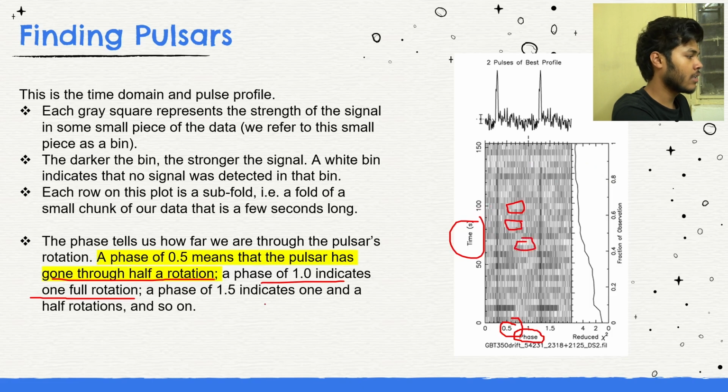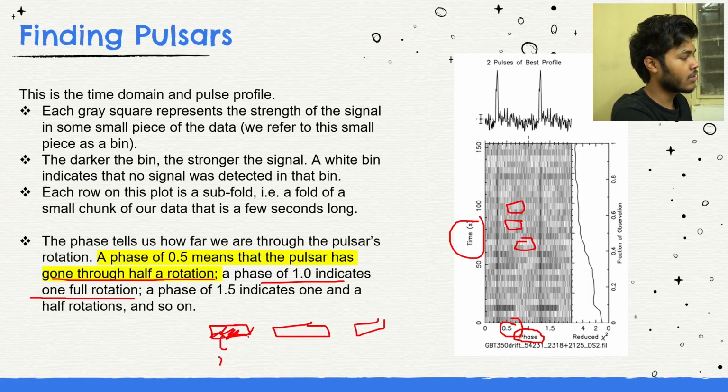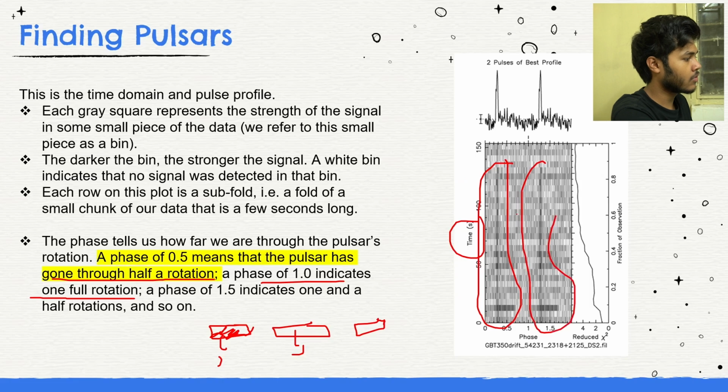So there are three types of blocks here: dark, gray, and white. The darker the block is, the stronger the signal. The gray means less signal, and white means there is no signal. So here you can see this is the darker area, and here you can see the dark area. So this is the signal of a pulsar.